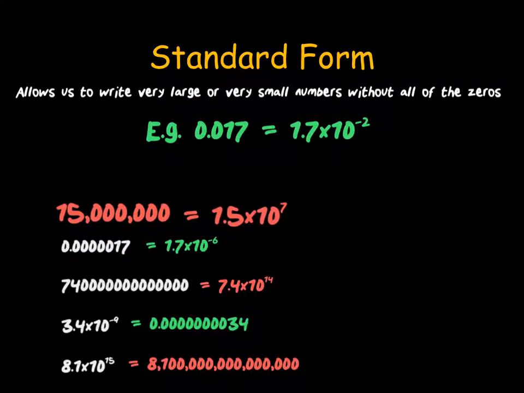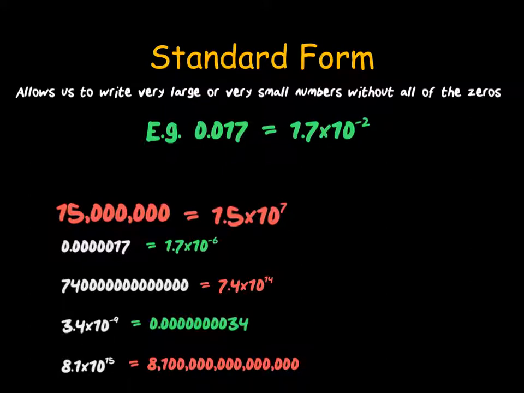And then finally, we have our two conversions from standard form. So 3.4 times 10 to the -9 is 0.00000000034, and 8.1 times 10 to the 15 is 8100000000000000.